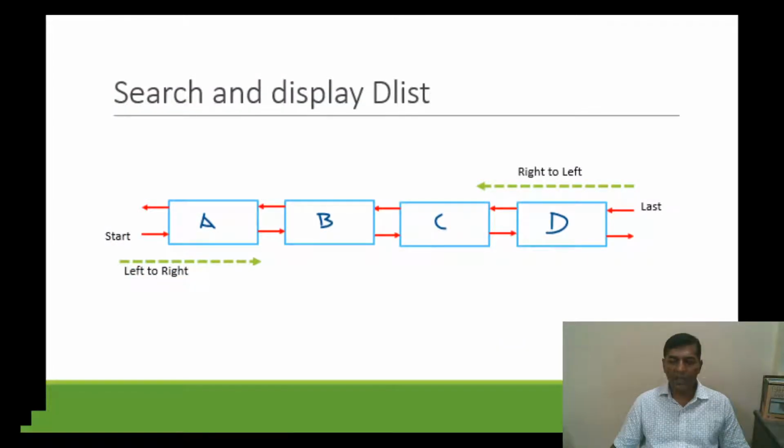So here temp is equal to last. It means temp is now pointing to the D. And if we keep temp previous, it is equal to C. So temp previous is equal to B. This is how we proceed to the previous pointer from last to first. So this is how we keep displaying the numbers.